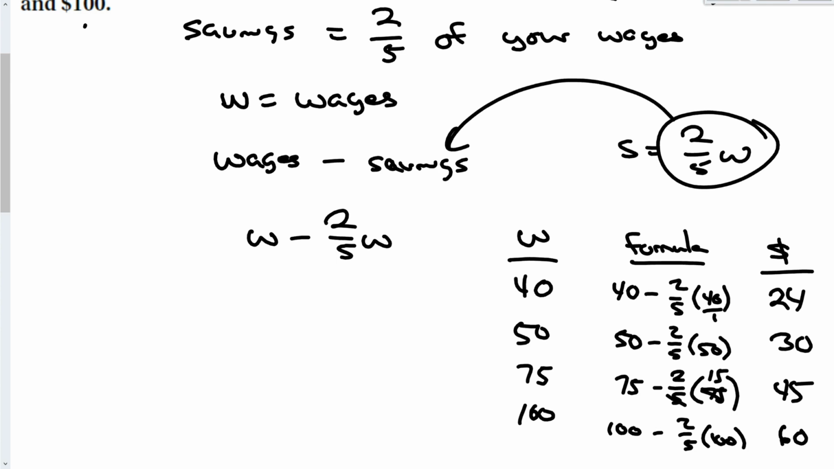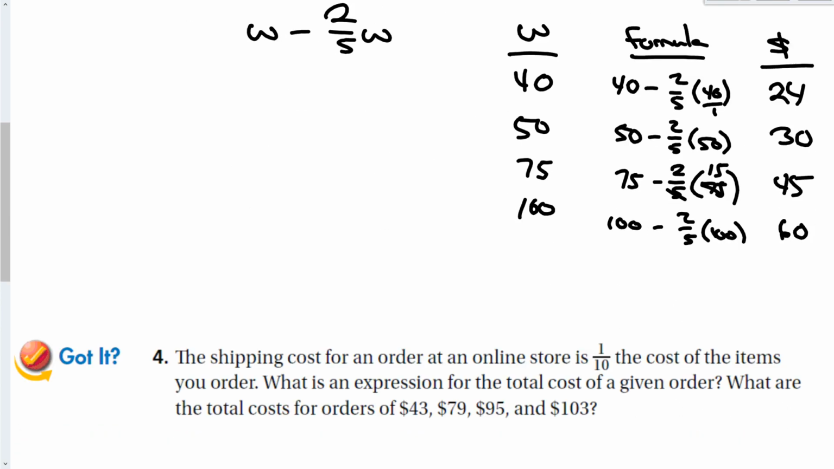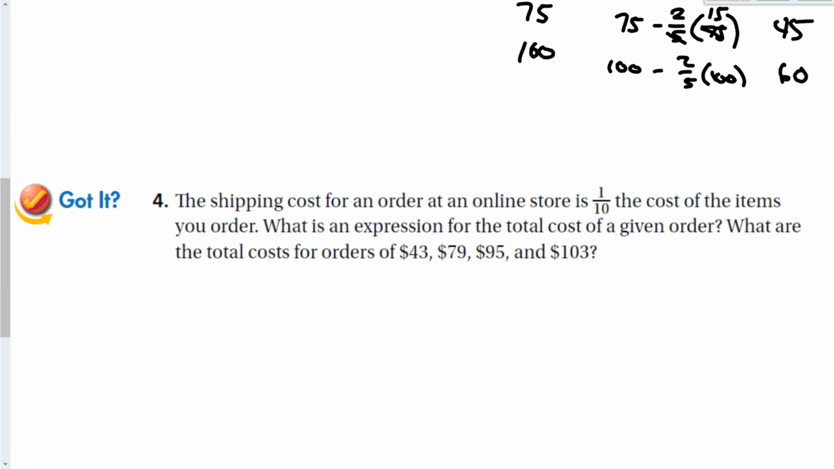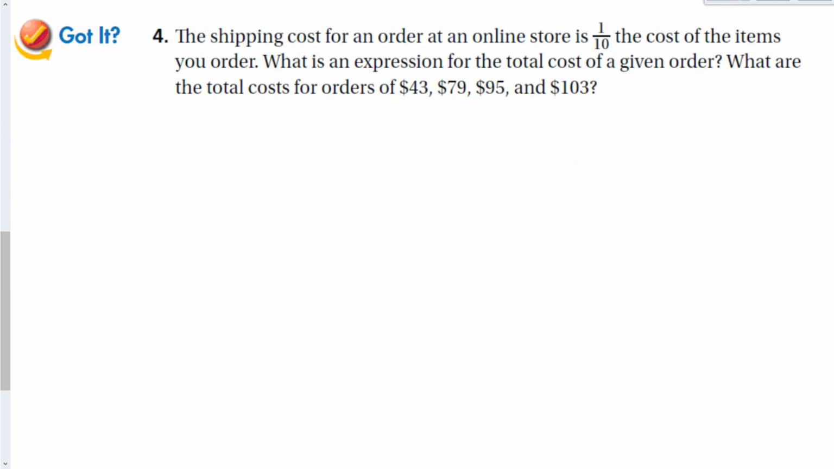Okay, let's look at one more like that. Okay. So my got it problem for this section is the shipping cost of an order at an online store is 1/10 the cost of the items you order. What is an expression for the total cost of the given order? So we're going to have 43, 79, 95, and 103. And so this is going to be the same thing.